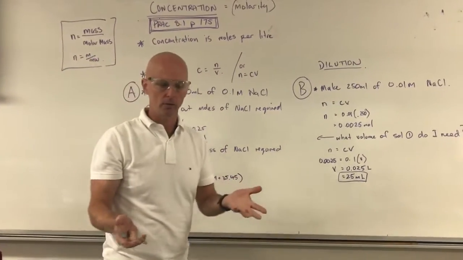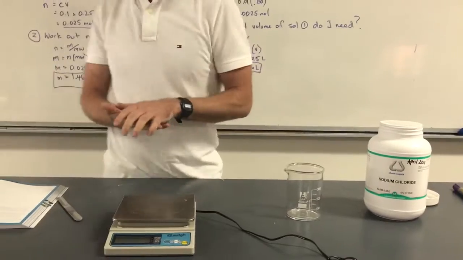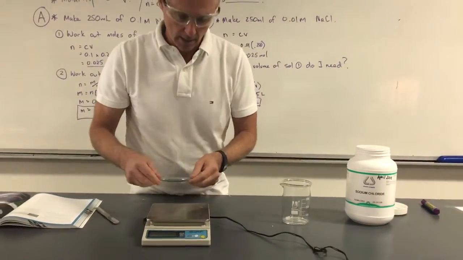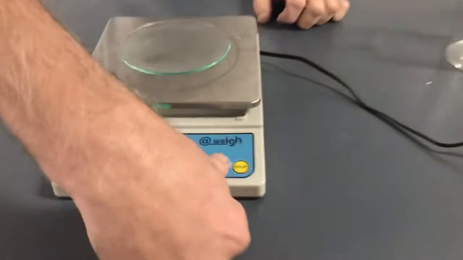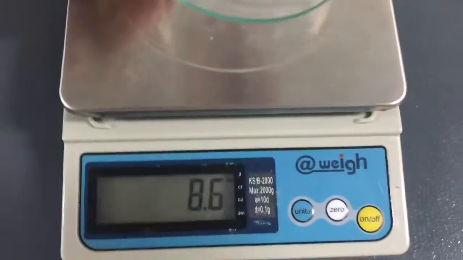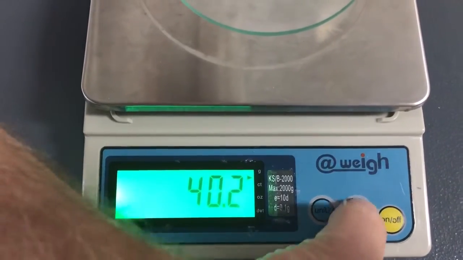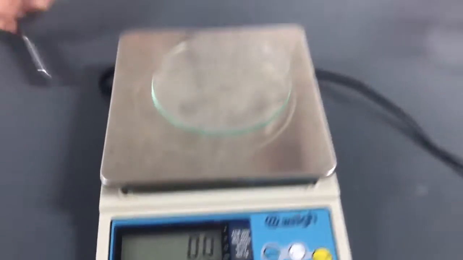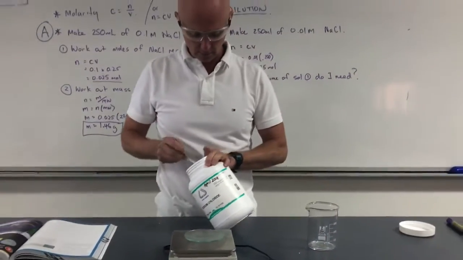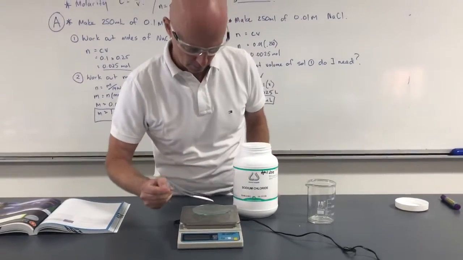I'm going to show you quickly how to do this. Come over to this scale here. You're going to weigh out 1.46 grams here. So what we do is we put our little watch glass on there. So there's our watch glass. We're putting it straight on the scale there. We're going to zero that scale. Okay, then we're going to quickly weigh out this sodium chloride here, 1.4 grams of it.